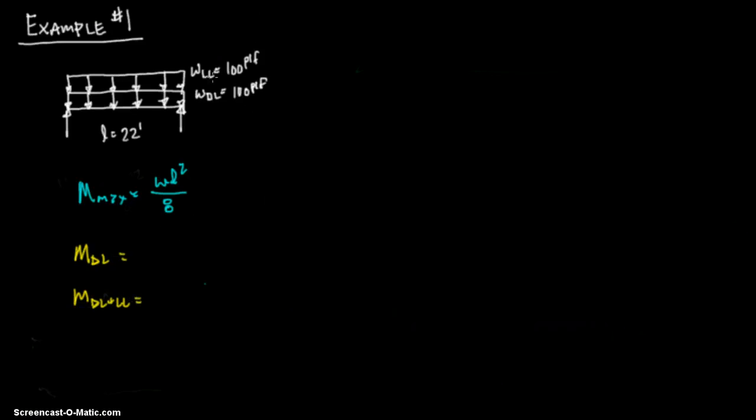Alright, so let's begin. Dead load only. We have 100 PLF, pounds per linear foot, times your length, which is 22 foot, squared, over 8. Let's go ahead and calculate that out. 100 times 22 squared divided by 8 equals 6,050. And that is in foot-pounds.